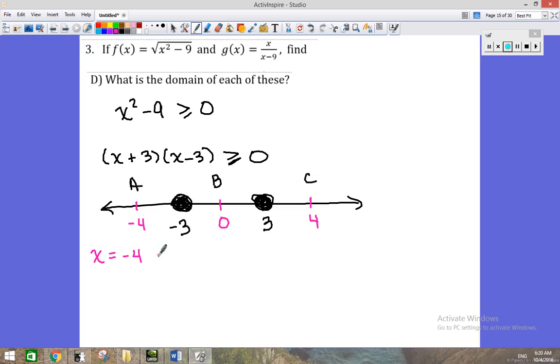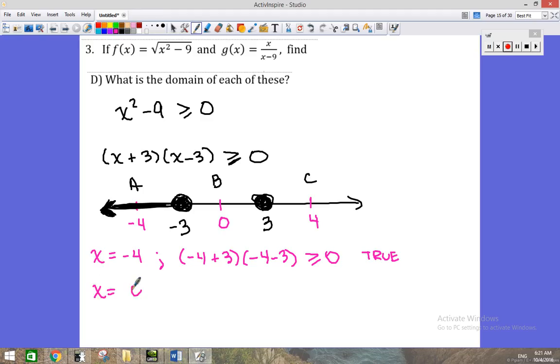So when x equals -4, what do we have with this inequality? We've got -4 plus 3, which is a negative number, and -4 minus 3, which is a negative number. And a negative number times a negative number is positive, so that means that this is a true statement, and we would shade in all of these values. Maybe I should use black because my endpoint there was black. So all of these are shaded.